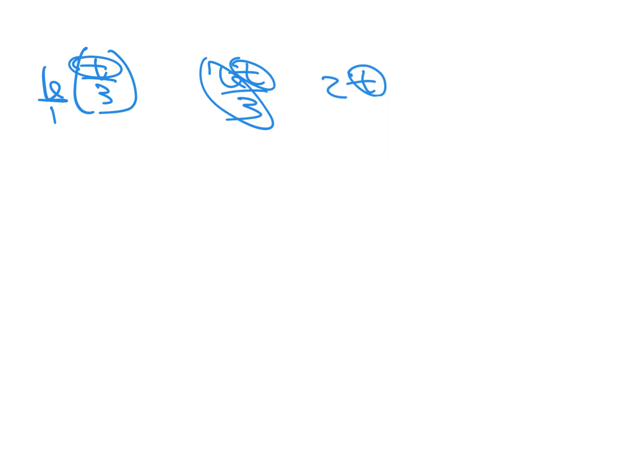Now let's look at number 11. It's a little bit trickier. 3 times t over 3 minus 2. So we're going to distribute. 3 times that is going to give me 3t over 3 minus 3 times that, 6.